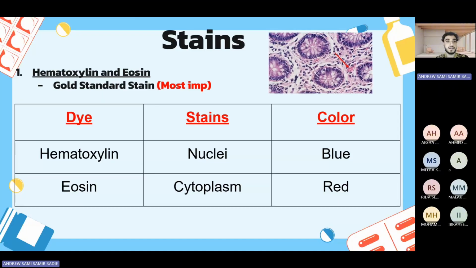The most famous stain, first of all, is hematoxylin and eosin, or you might see it in a question written as H and E. It's the gold standard stain, the most important. The hematoxylin stains the nuclei. In the picture at the top right, you're going to see the nuclei colored blue, and the eosin stains the cytoplasm, and it's more red.